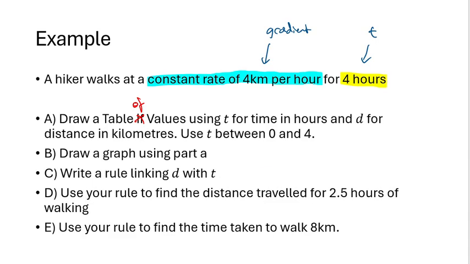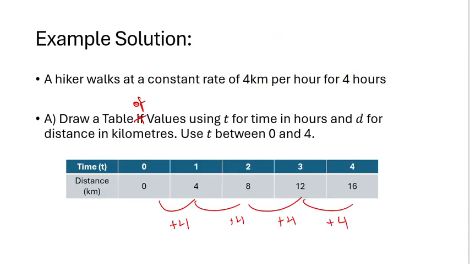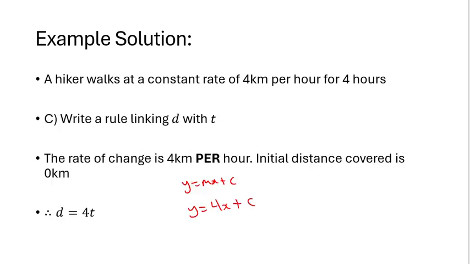And if you wanted to find the c value using the table, just remember it's the y value when x equals 0. In this case, t equals 0. So you've got to be careful there. So I know c is equal to 0. Now it's just y equals 4x. But because we're not using x and y, we now have to change this to d is equal to 4t, just like that.